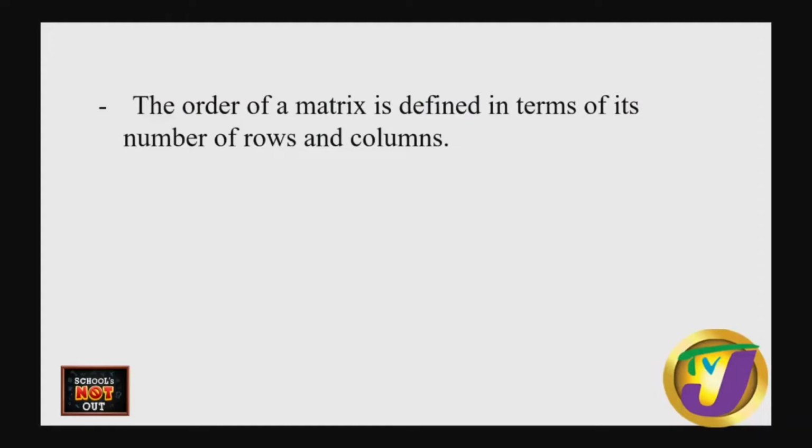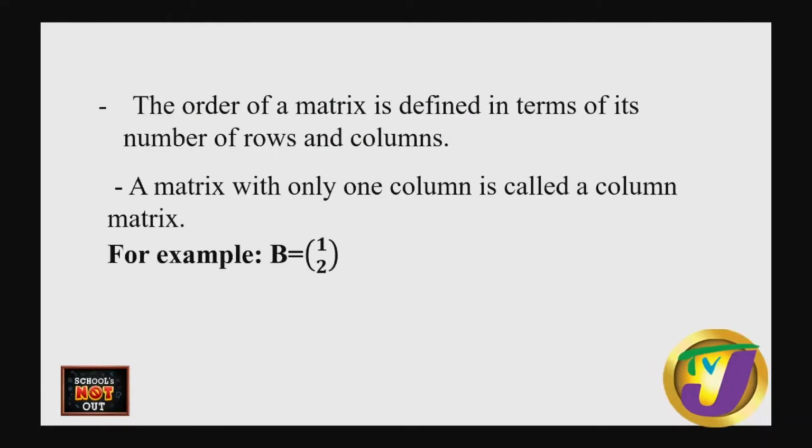Welcome back to School's Not Out, where we were discussing CSEC mathematics. The last lesson we would have looked at the order of a matrix, and that's defined in terms of the number of rows and columns. A matrix with only one column is called a column matrix. So let us look at example B. B has one column, 1, 2, and if you notice they're running vertically.